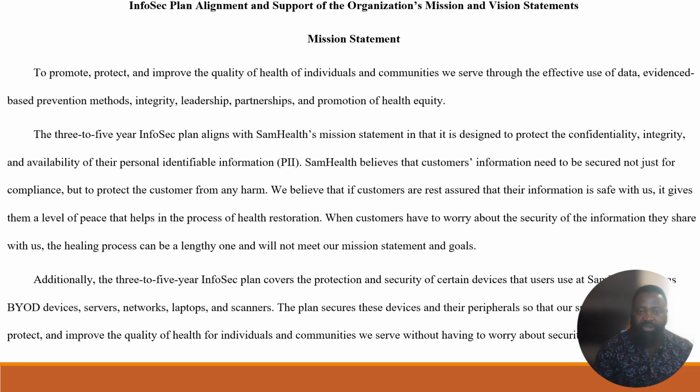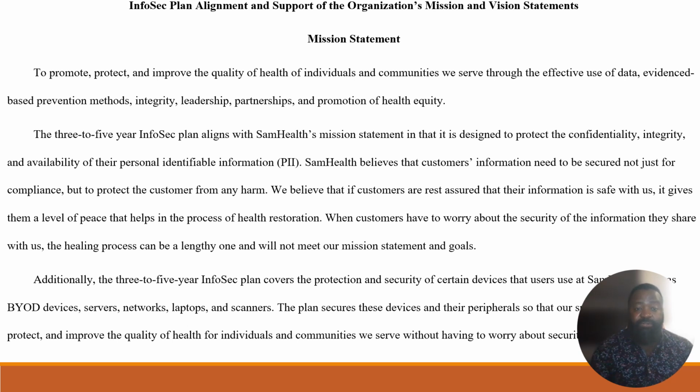personal identifiable information, the PII. SamHealth believes that customers' information needs to be secured not just for company compliance, but to protect the customer from any harm. We believe that if customers are rest assured that their information is safe with us, it gives them a level of peace that helps in the process of health restoration. When customers have to worry about the security of the information they share with us, the healing process can be a lengthy one and will not meet our mission statement and goals.